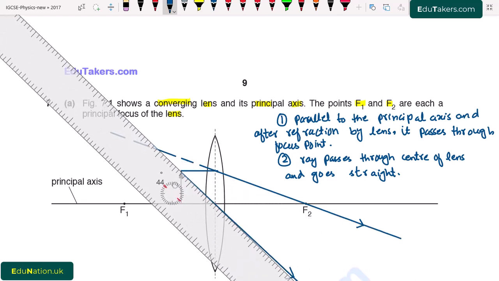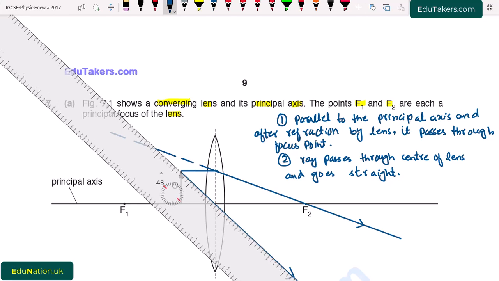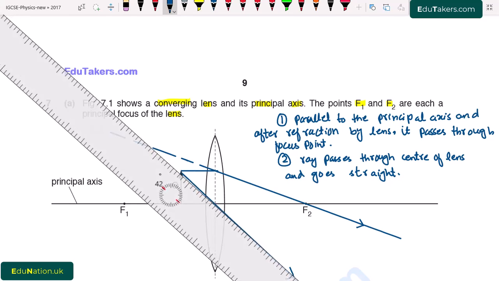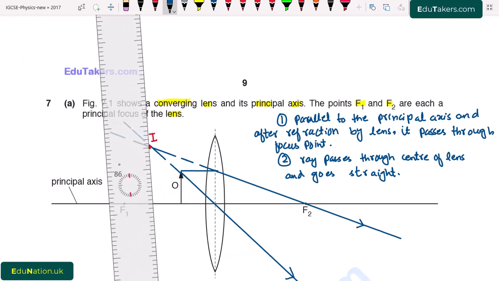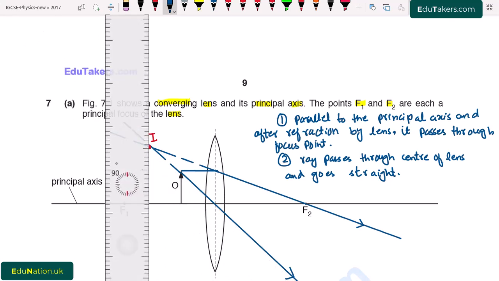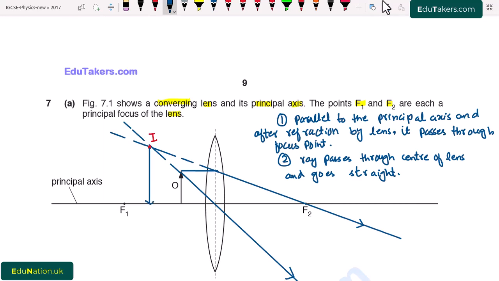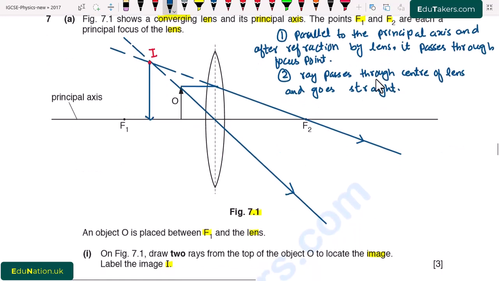I also have to extend the second ray. The point where both of these rays intersect is actually the position of the image, and we have to label it with I. So this is image I. Going towards the next part.